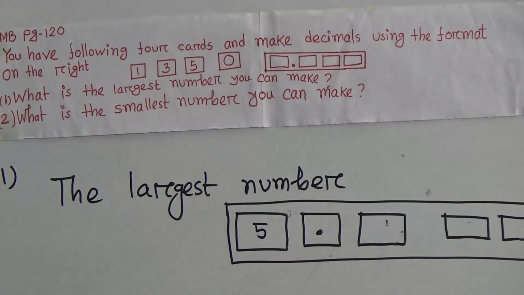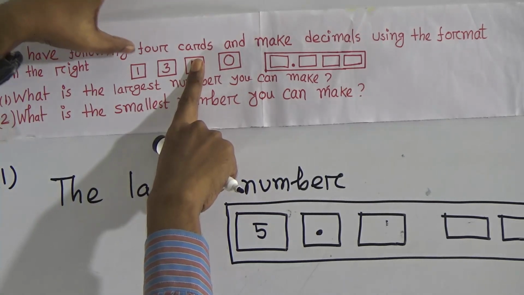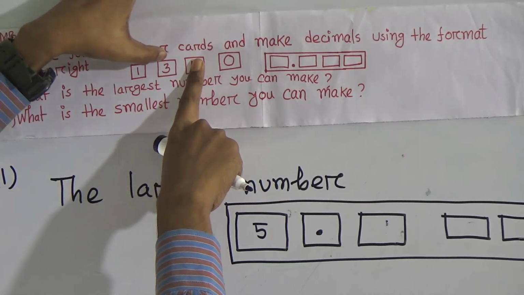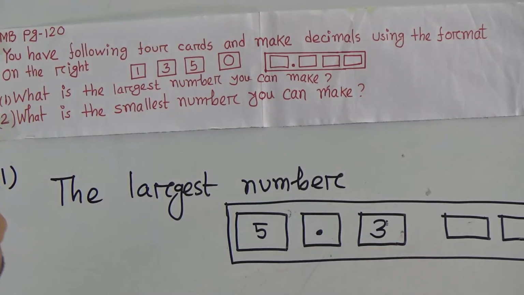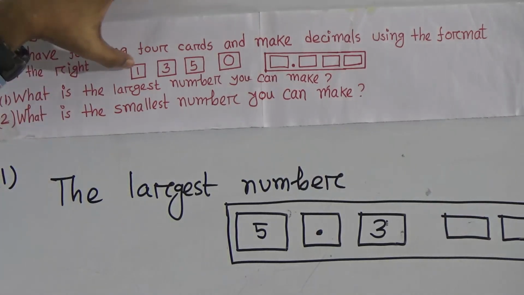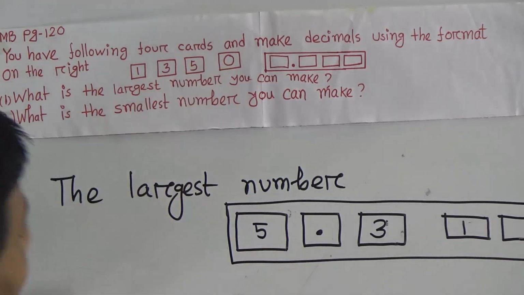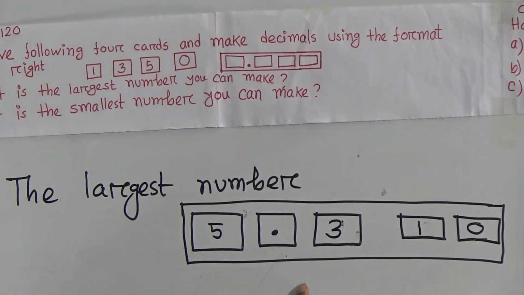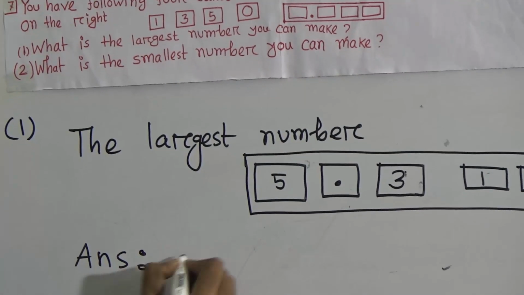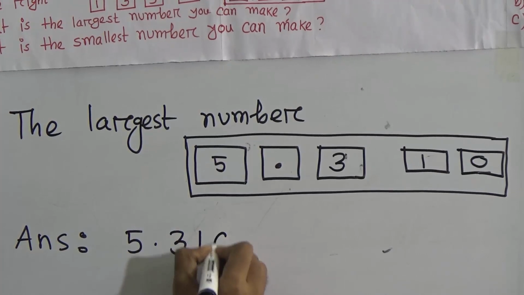Now except 5, which is the greatest among 1, 3 and 0? 3 is obviously greater, so right here 3. Now except 3, which one is the greater? 1. So right here 1. Then the left number 0. So right here 0. That means this is the largest number using the cards. Right here the answer is 5 decimal point 3 1 0.